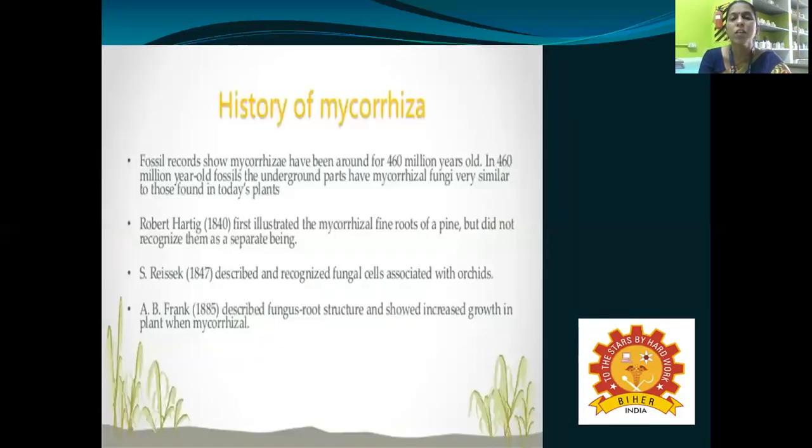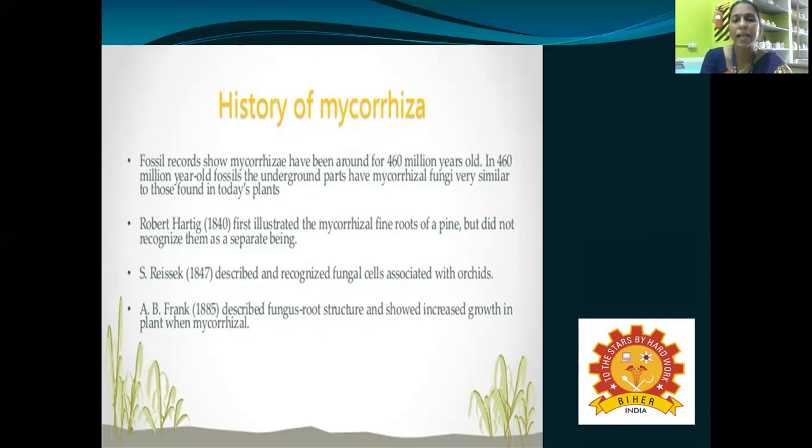Now the history of mycorrhiza. The fossil records show that mycorrhizae have been around for a very long history, around 460 million years. Fossils also show this type of mycorrhizae, especially in the underground parts of the soil. So the underground parts of the soil have mycorrhizal fungi. These fungi are very helpful in the growth of the plants. How can it grow?